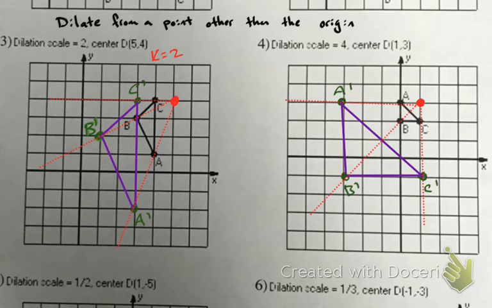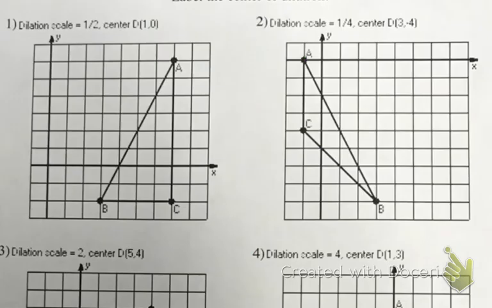Now, what if our scale factor is a reduction, so it's less than 1? Then we have to do something, same concept, but a little bit different, okay? So now here it says scale factor of 1/2 from 1, 0. So 1, 0 is right here. Now it's the same concept, but in reverse. So we need to do half the distance that our points are away.